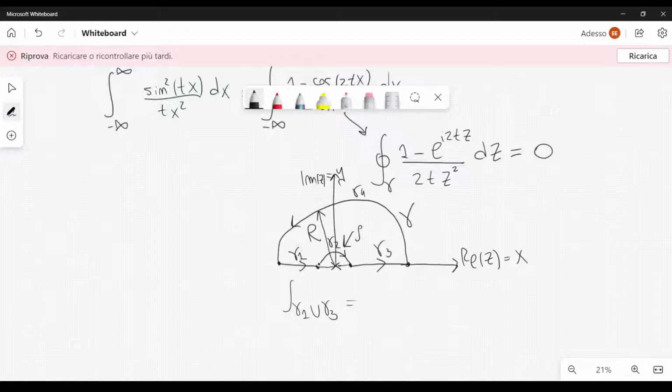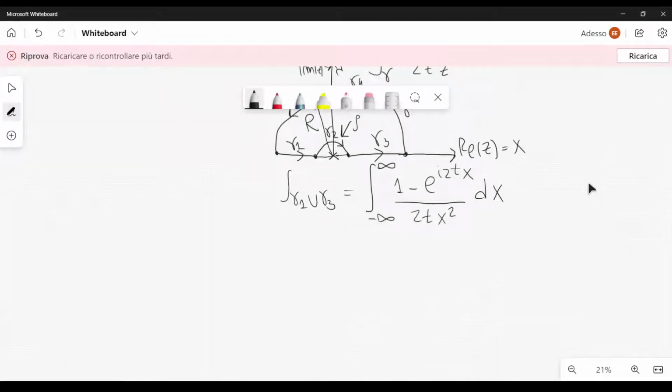so when we let rho go to 0 and capital R go to infinity, we will obtain the integral from minus infinity to infinity of 1 minus e to the I 2tx, because we are integrating over the real axis, and we divide by 2tx squared dx, like this.